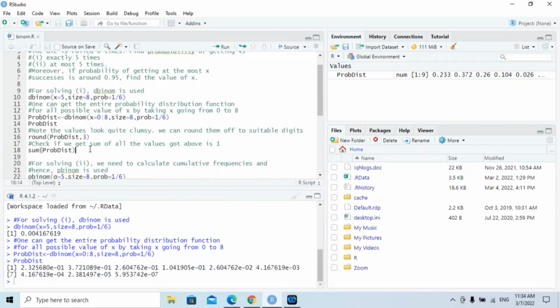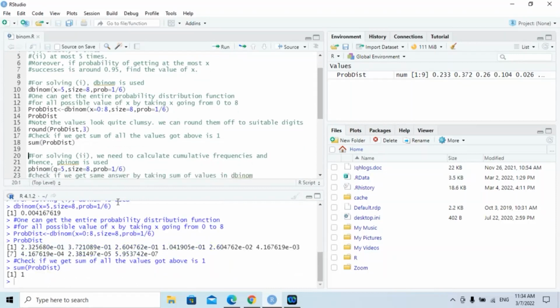If I take the summation of all these entries, this should turn out to be equal to 1. That is what we mean by the probability distribution: the summation of f of x, x going from 0 to 8, should be 1. So let us check what this gives me. Sum of the vector means basically the sum of all the entries in that vector. So let me run that. Yes, we got the sum equal to 1.